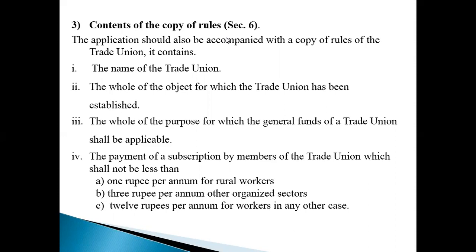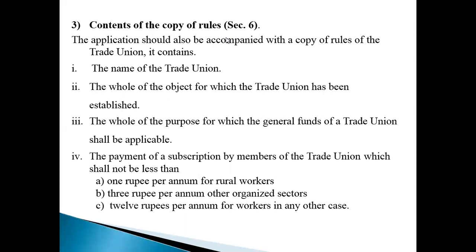Then the third point is the whole of the purposes for which the general funds of the trade union shall be applicable. Every trade union has its own funds, and they collect this fund for certain purposes. That purpose should be mentioned very clearly in the application: when this trade union is established, what kind of funds will be generated through it, and after generation of that fund through various sources, what it should be applicable for, right? It should be mentioned very clearly.